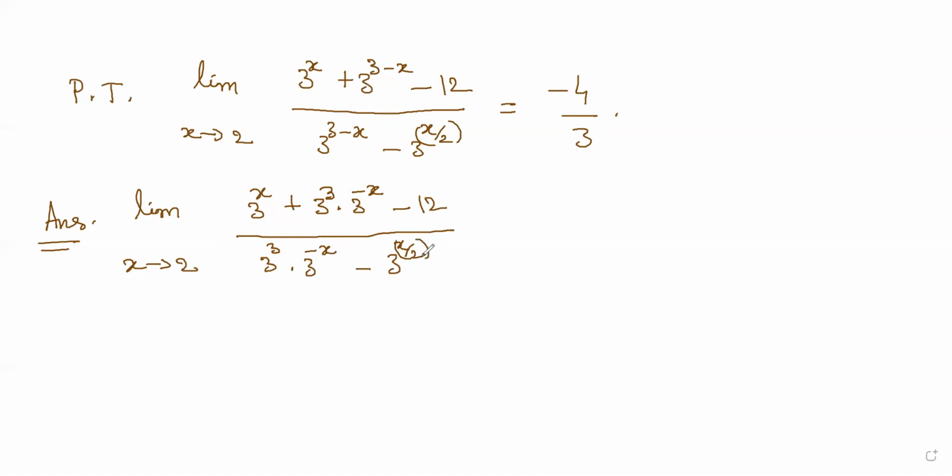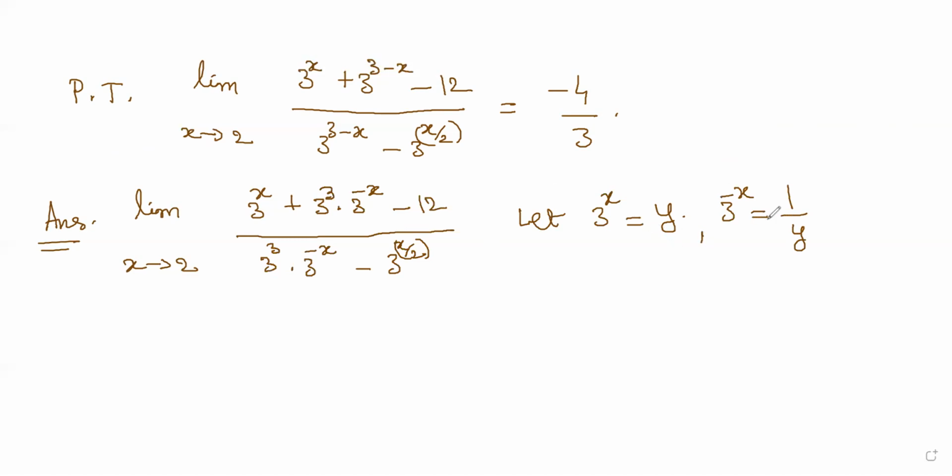So first we have this. Now we do one thing. For our convenience, let, for some time, 3 power x is equal to y. Now, what happens to 3 power minus x? That is 1 by y.